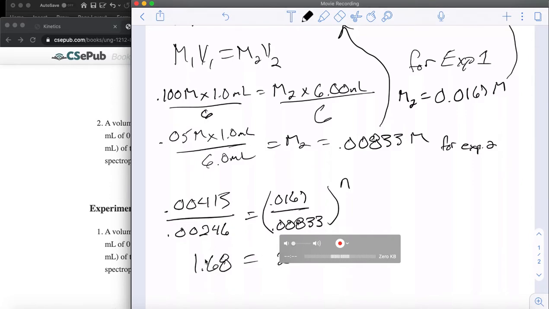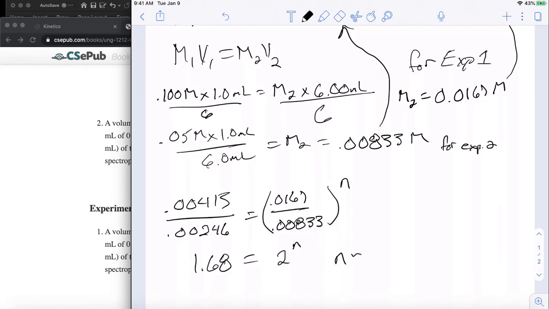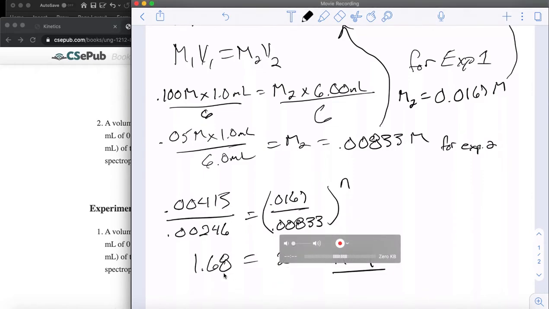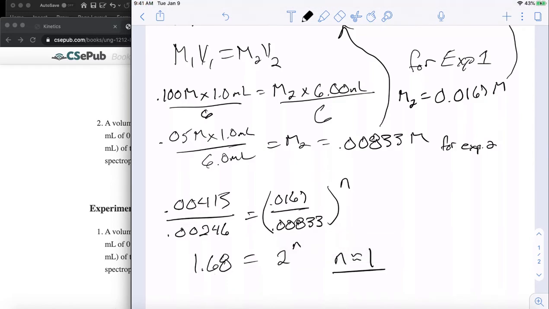So we are going to take a little bit of liberty here, round things, and say that n is approximately 1 from this result. 2 to the first power should normally be 2. We're getting 1.68. It's not exactly 2, but we're not getting 1 and we're not getting 4. It's closer to 2. So we do expect this to be a first order relationship for the hydroxide.